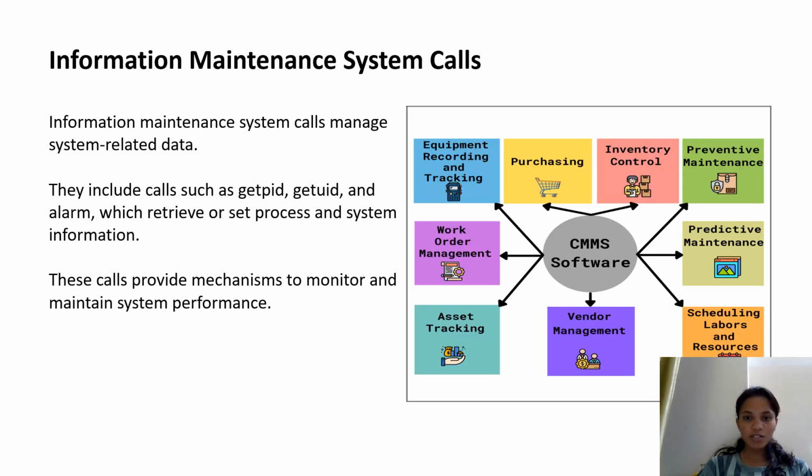Information maintenance system calls. Information maintenance system calls manage system related data. They include calls such as getPID and alarm, which retrieve or set process and system information. These calls provide mechanisms to monitor and maintain system performance.